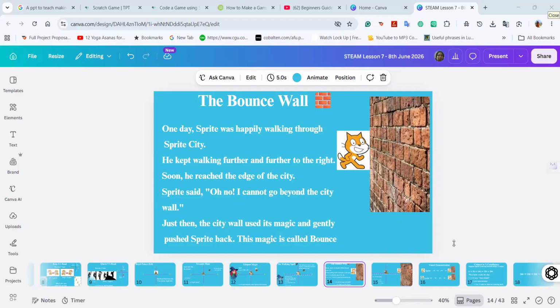city wall used its magic and gently pushed Sprite back. The magic is called bounce.